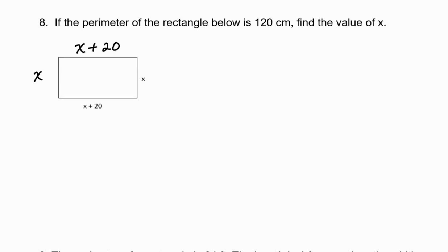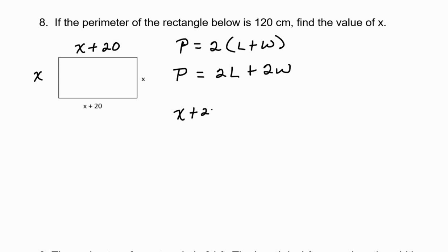Now the perimeter is the distance all the way around. I've got a couple of different perimeter formulas that I could use. One of the formulas is this: perimeter equals 2 parentheses length plus the width. And there's the perimeter formula that we used in the first problem: 2 times the length plus 2 times the width. And the other perimeter formula is just where I add up all the sides. And that's what I'm going to do. I'm just going to add up all these sides. So x plus 20 plus x plus 20 plus x equals 120.